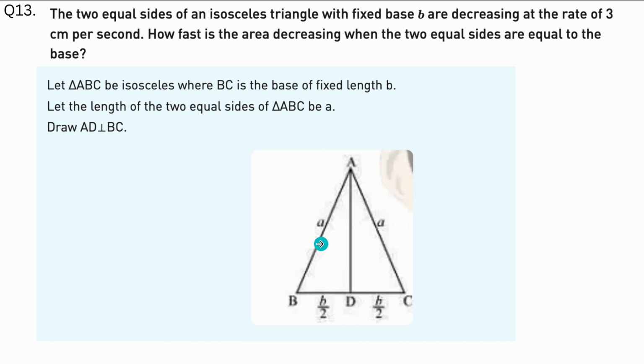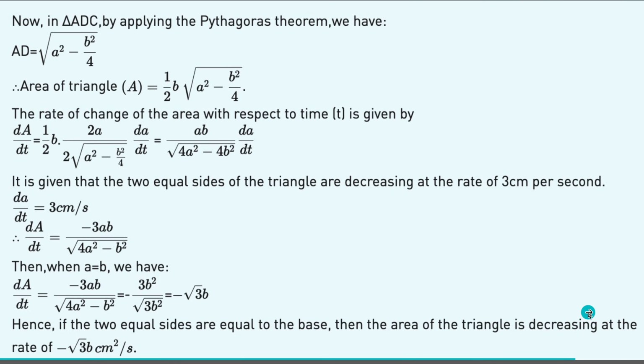Let the equal sides be A, and let BC be H. The length of the two equal sides of triangle ABC is A, and we have drawn a perpendicular to BC, that is AD. AD is the perpendicular to BC, and it divides BC such that BD is equal to DC, that is, both are H by 2.